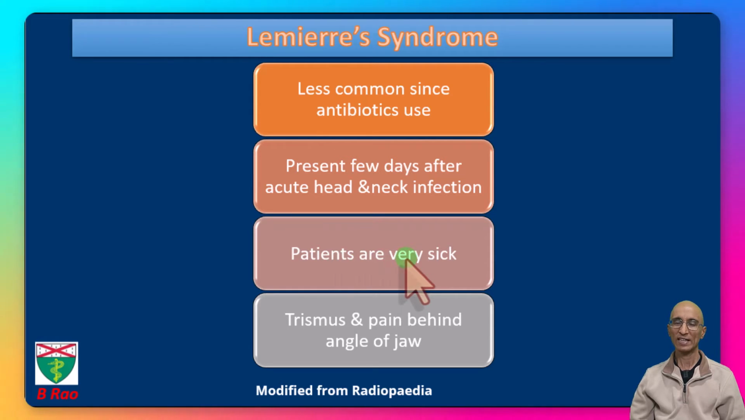Although the mortality has decreased, it is still in the range of 2 to 3%, particularly considering the fact that this happens in healthy young patients. The mortality is pretty high. Classically, they will present with trismus and pain behind the angle of the jaw, as we saw in our patient.